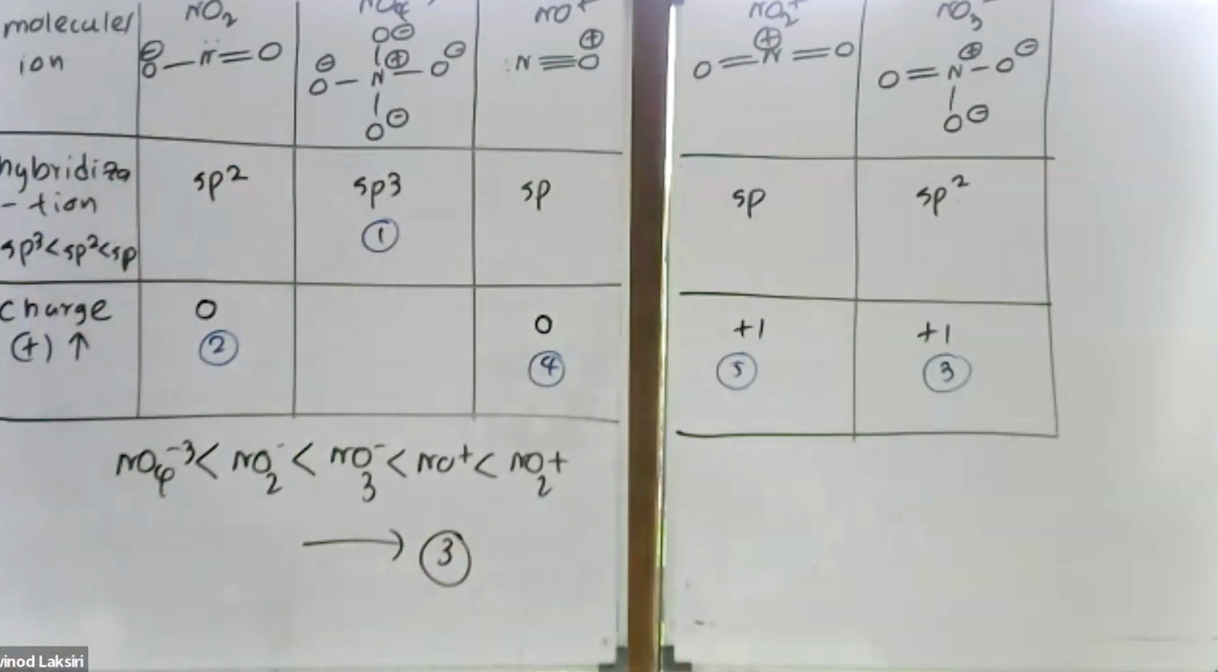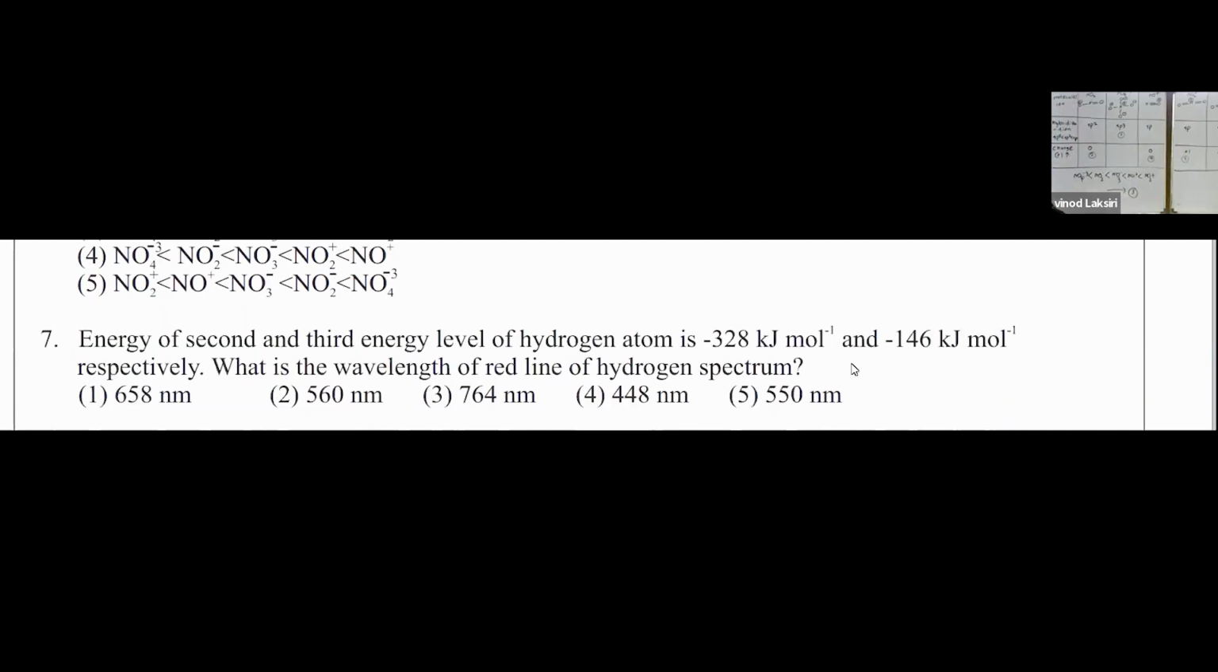Okay, write it down. The third one is the answer. So remember, after this, if charge is the same, what is the next factor? Oxidation state. So I will do the next question, then I will do the interval. Question number 7. What is question number 7?